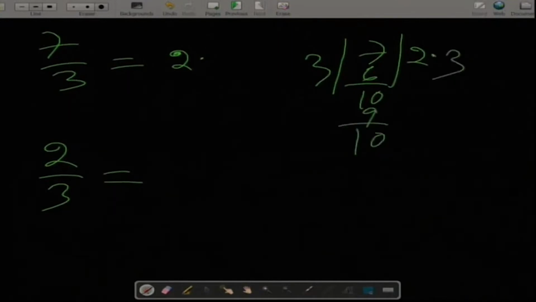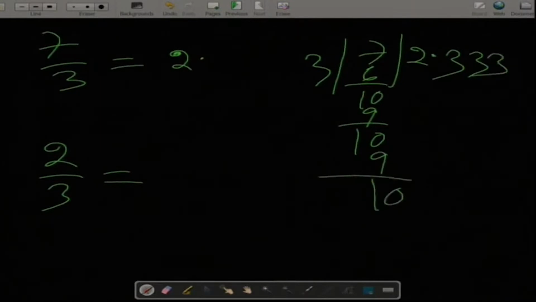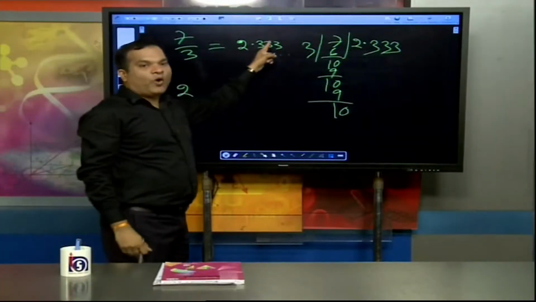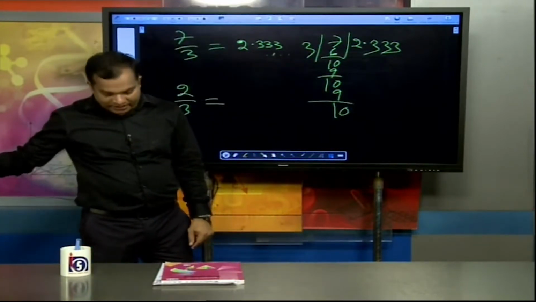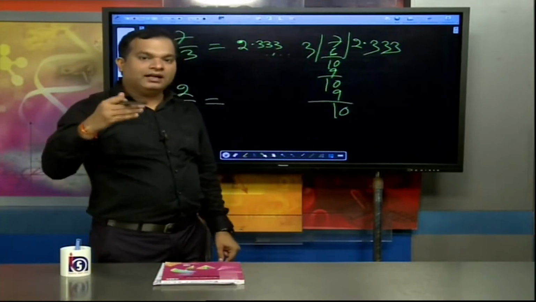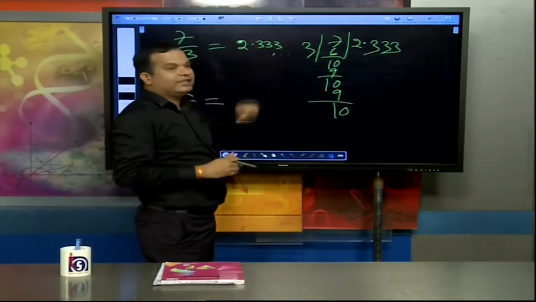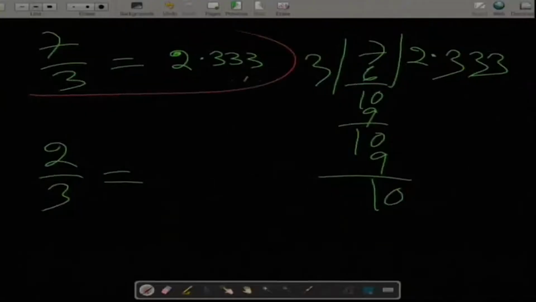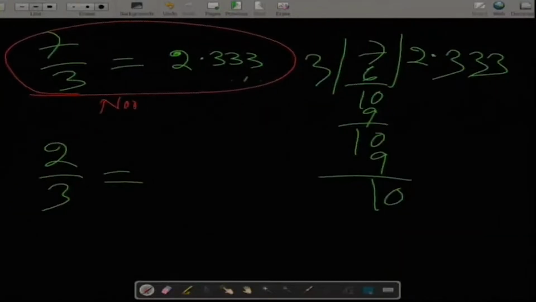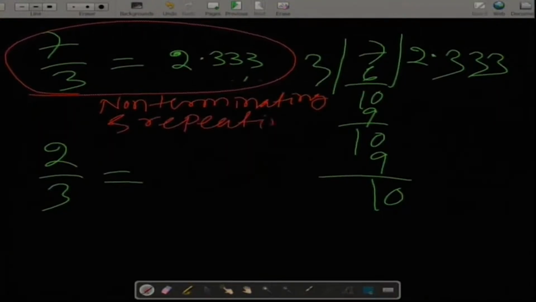2.3. Again you will get 10. You will get 3, that is 9. Again you will get 10, that is 3. So you will get 2.3333 dot dot dot. That means after the decimal the digits are repeating. This case is non-terminating; of course it is non-terminating, but we can say it is repeating, 3, 3, 3. This case is known as non-terminating and repeating. Repeating means after the decimal the digits are repeating.